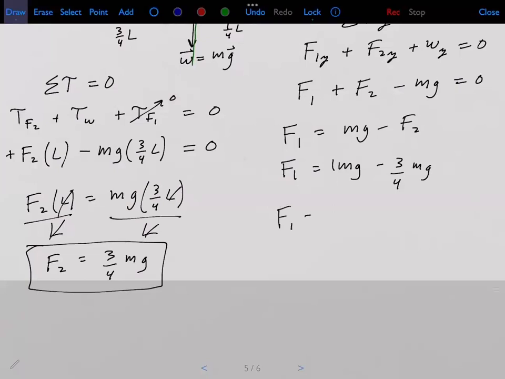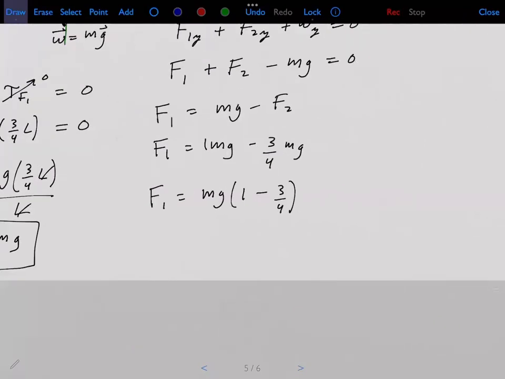A quick way of doing this is to factor out mg. So I have 1 minus 3/4. But remember, if I want to subtract fractions, I have to have the same denominator. So if I multiply 1 by 4 over 4, this is like 4/4 minus 3/4, which is 1/4. So F1 is going to be just 1/4 of mg.